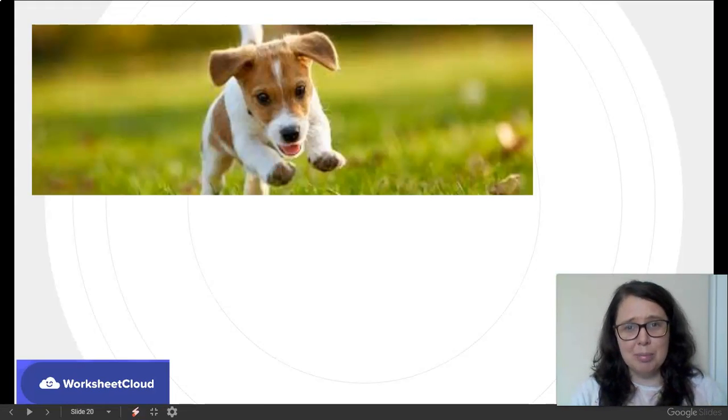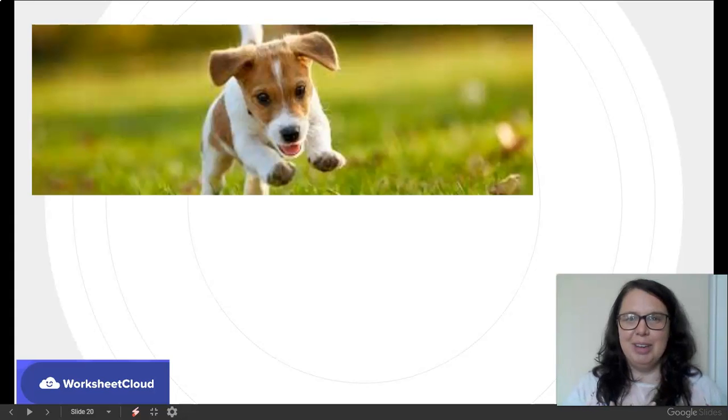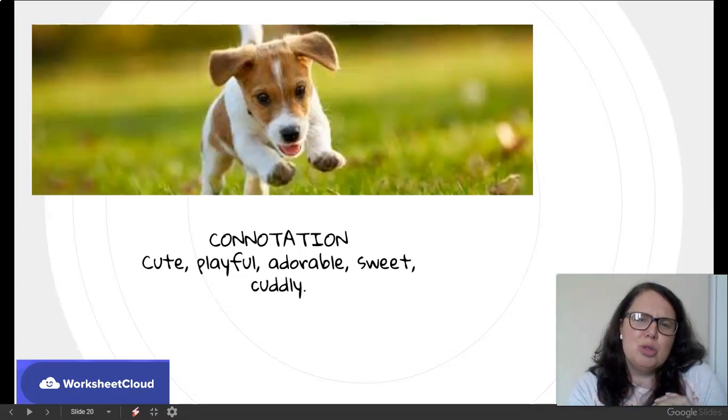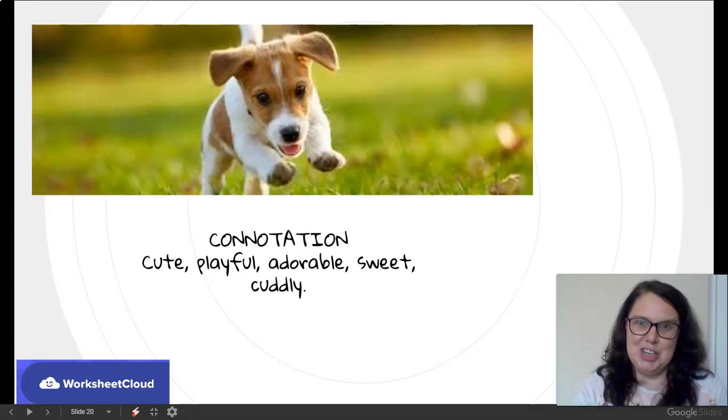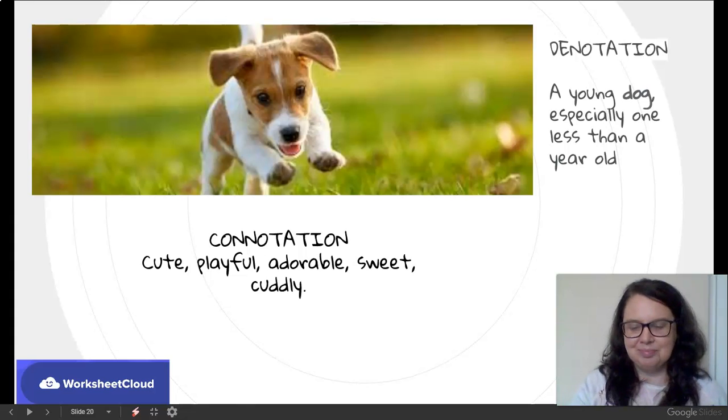So here's the example, the cutest little puppy. If you have one, I'm very jealous. I so badly want a dog. And the connotation, I mean, the emotions you feel, immediately it's something along the lines of so cute, so playful, so adorable, so sweet, so cuddly. That you won't find in the dictionary. The dictionary will state a young dog, one less than a year old. Very factual, but we like the connotation, the very cute little doggy.